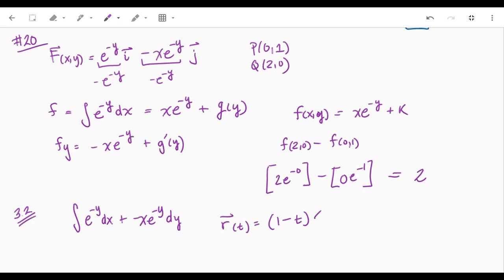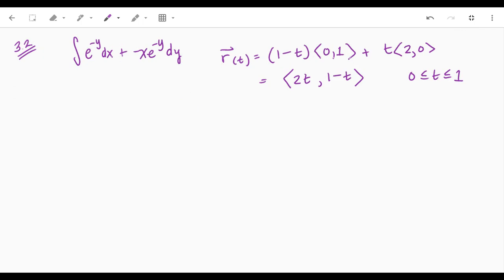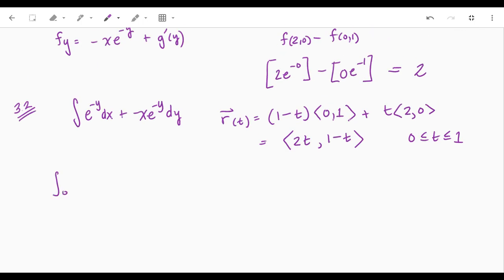plus t times (2, 0), and I would have gotten, let's see here, 2t and then 1 minus t. Okay, and again, remember that was from t between 0 and 1. And so then we parameterized everything. We'd have the integral from 0 to 1, e to the negative (1 minus t). And then we had to do dx/dt was 2, and dy/dt was negative 1.